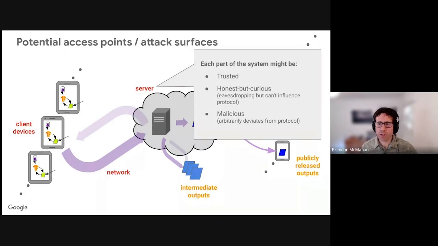And then for each of the active components of the system, we can think about whether those are treated as trusted from the point of view of privacy, honest but curious in that they can eavesdrop, but they don't influence the protocol, or are actually actively malicious and deviate from the protocol in ways that might compromise privacy. And so obviously the goal would be to provide as much privacy as possible, even if all aspects of the system were malicious, but that's a very high bar. So most of the privacy technologies we develop will only address some subset of these different threat models and are in service of some subset of the different privacy principles I mentioned.